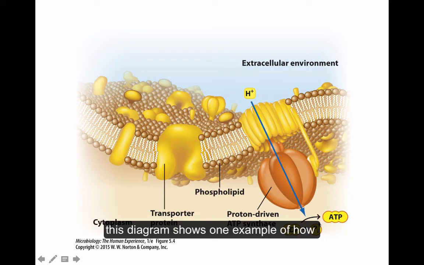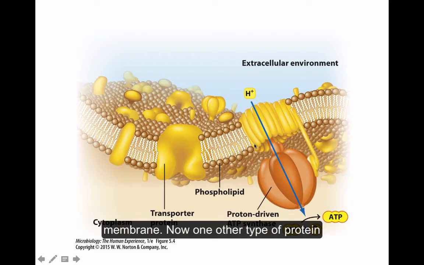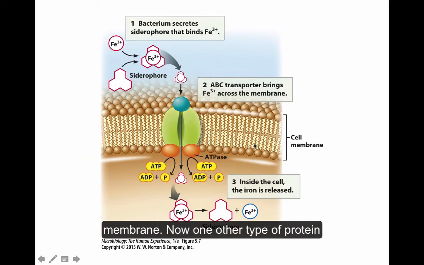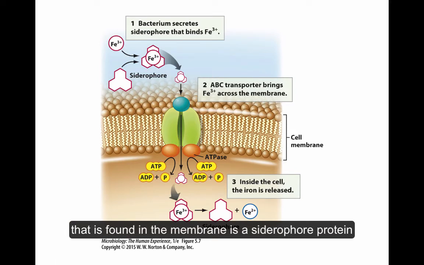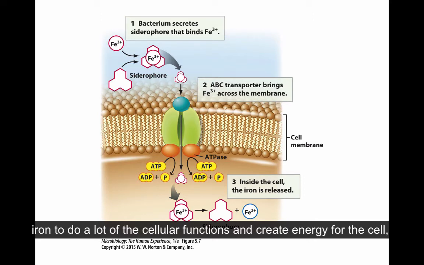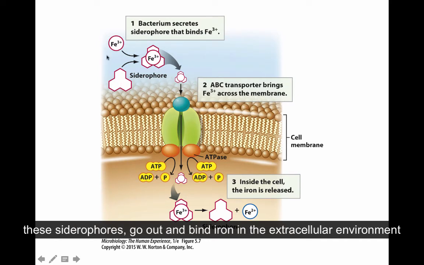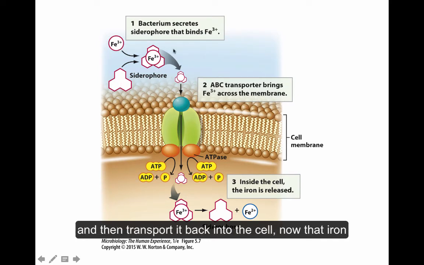Right? This diagram shows us one example of how we create that ATP energy, and it's also an enzyme process that's linked into the membrane. Now, one other type of protein that's found in the membrane is a siderophore transport protein, and so let's take a second to talk about that. So bacteria require iron to do a lot of the cellular functions and create a lot of energy for the cell, and so we have molecules that travel outside of the cell, these siderophores, go out and bind iron from the extracellular environment and then transport it back into the cell.